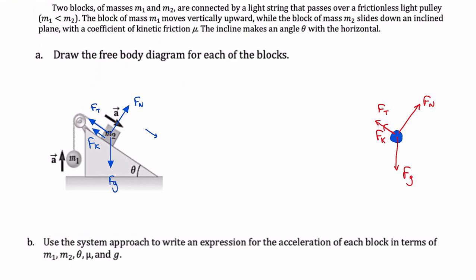Now, on the first object, things are more simple. There is force of gravity straight down and tension straight up. However, since the object accelerates upwards, it makes sense that the tension is greater than the force of gravity. So if we have to draw the free body diagram, we'll draw the force of tension great and the force of gravity a little bit less.